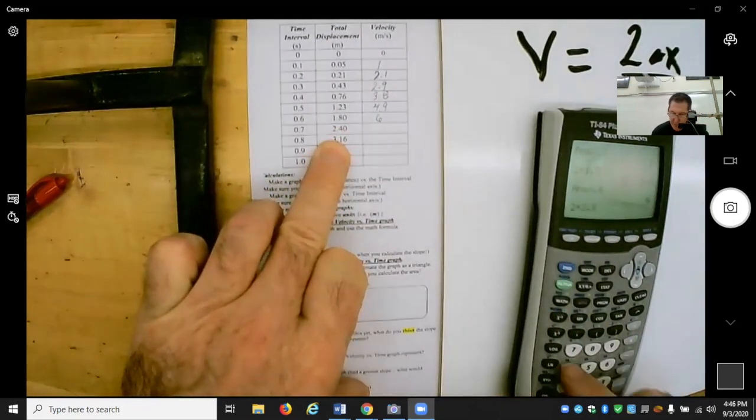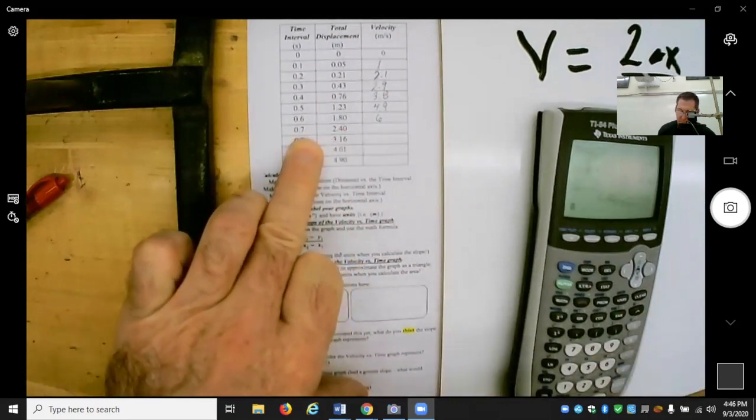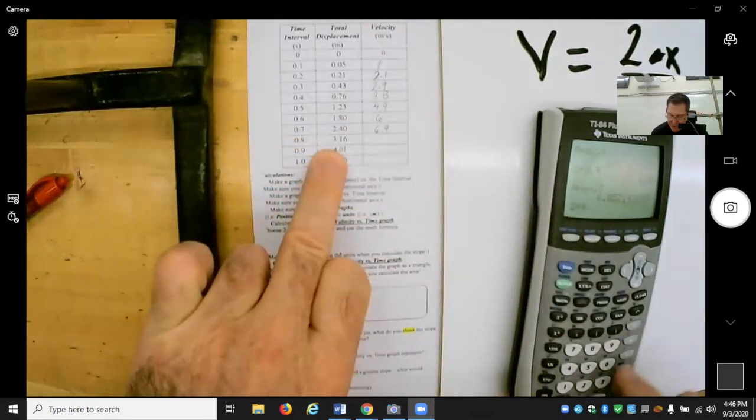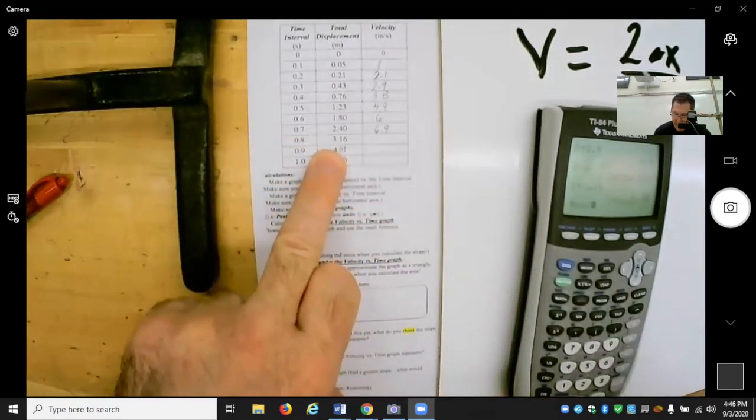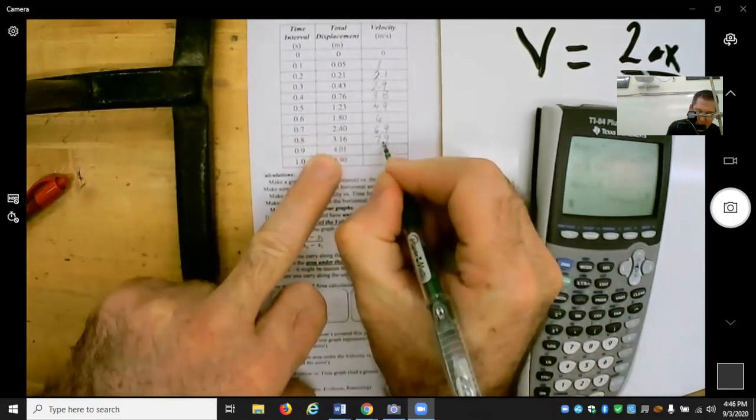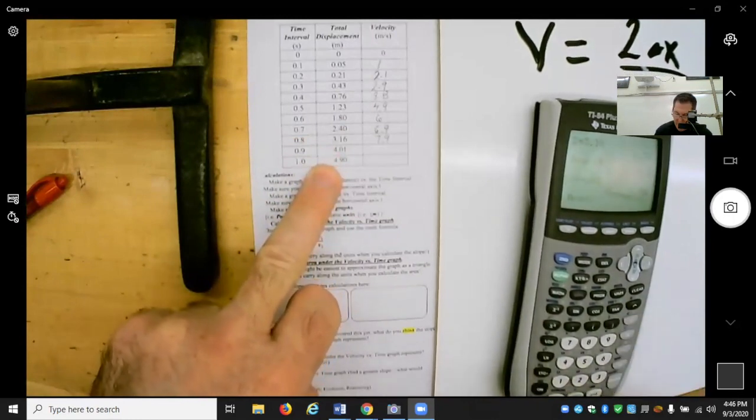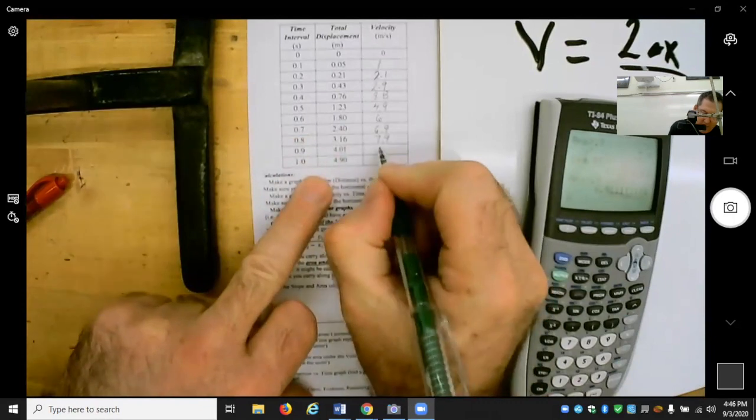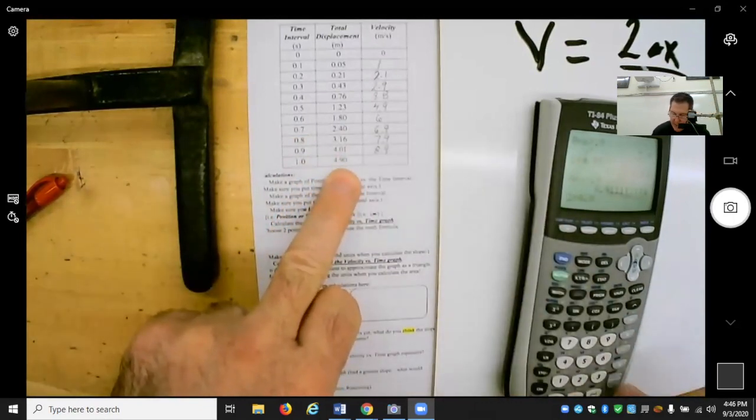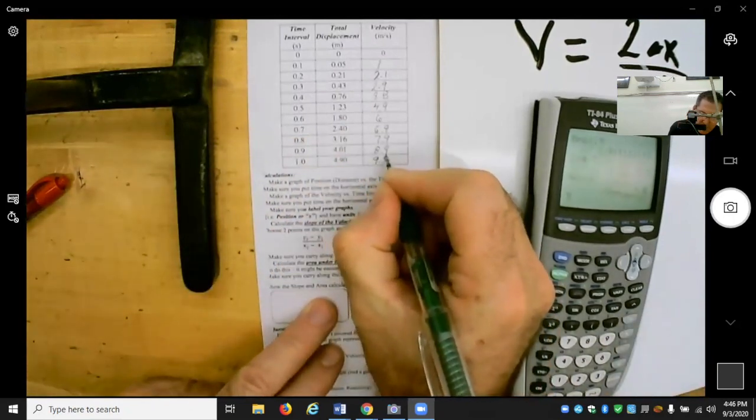2 times 2.4 divided by 0.7, 6.9 meters per second. 2 times 3.16 divided by 0.8, 7.9 meters per second. 2 times 4.01 divided by 0.9, 8.9 meters per second. And finally, 2 times 4.9 divided by 1 is 9.8 meters per second.